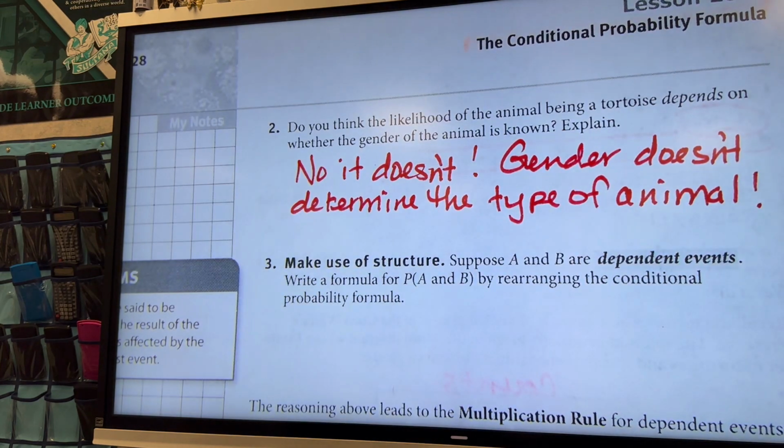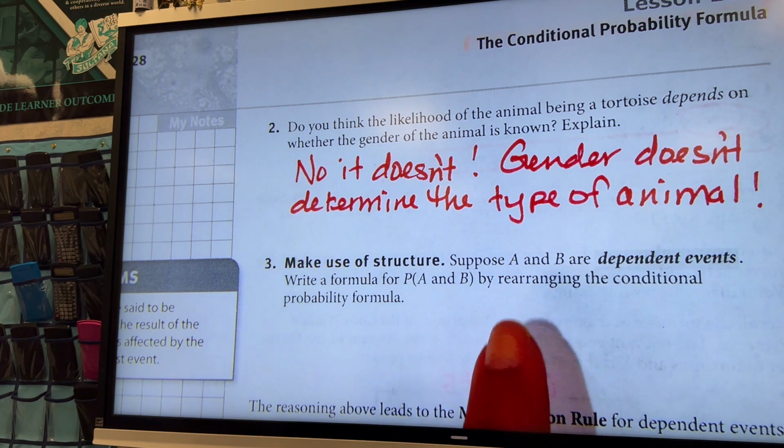So this one was easy to tell that the events are not dependent upon each other. But there's going to be times where two events are not so easy to tell if they're dependent or not. So there's got to be another way, and there is. It's using the formula that we just generated.